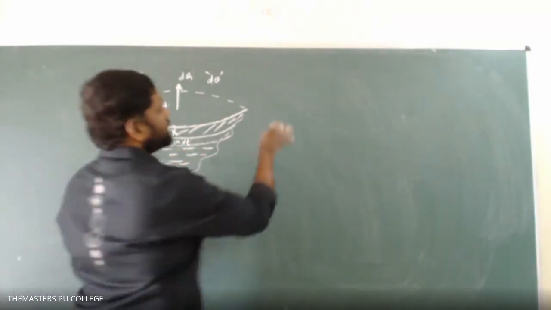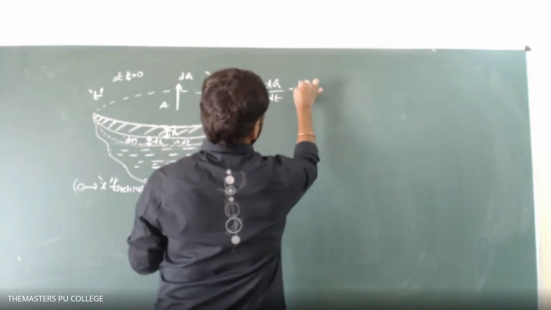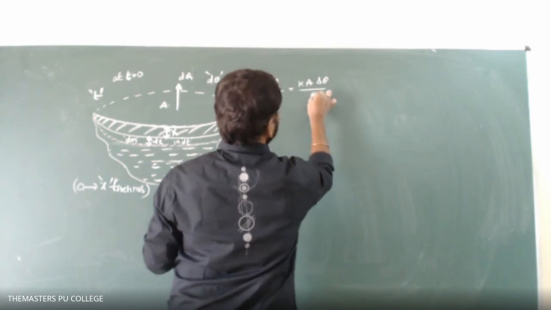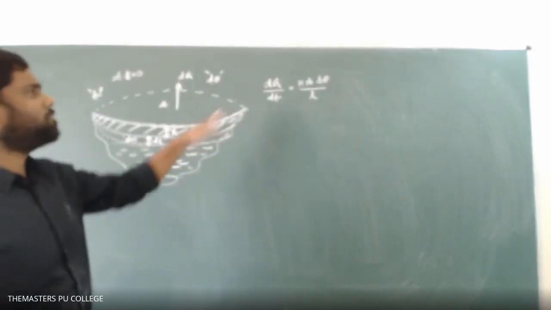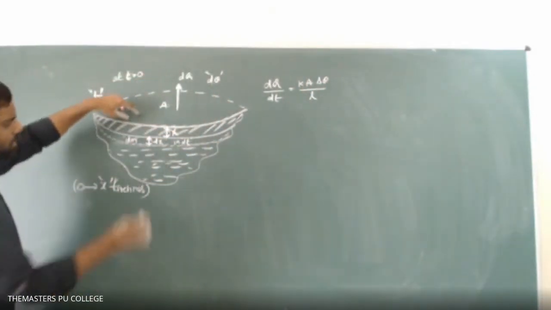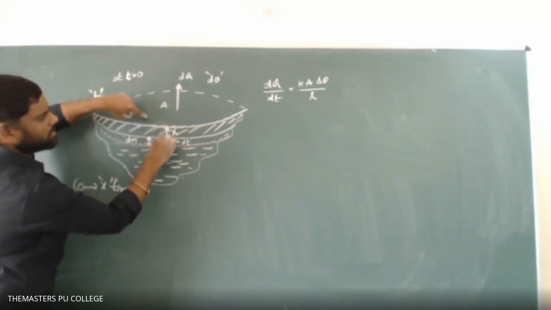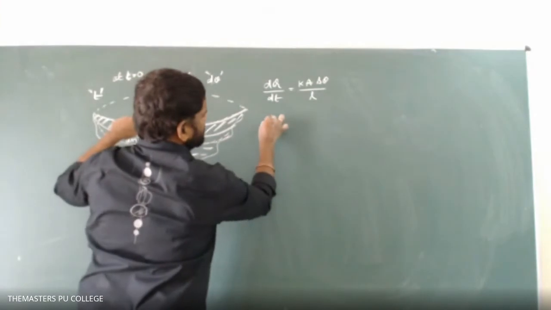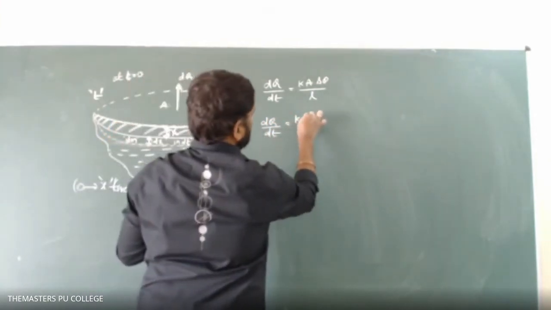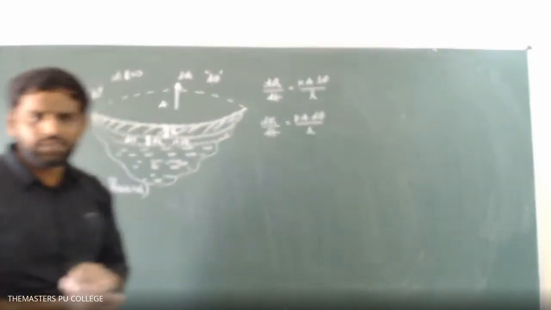According to thermal conductivity, what can I write? dQ by dt is equal to KA delta theta divided by L, where L is the distance between the 2 points where the temperature difference is delta theta. Here, what is the distance? Inside is water, outside is atmosphere. The distance between the atmosphere and the water is x only. That's why I can write dQ upon dt equals KA delta theta divided by x.